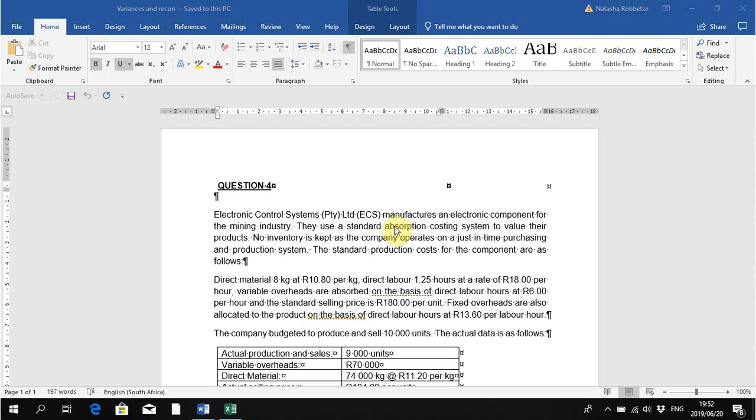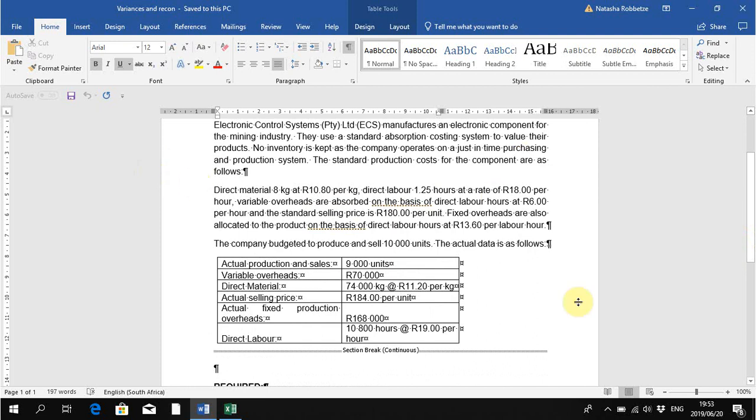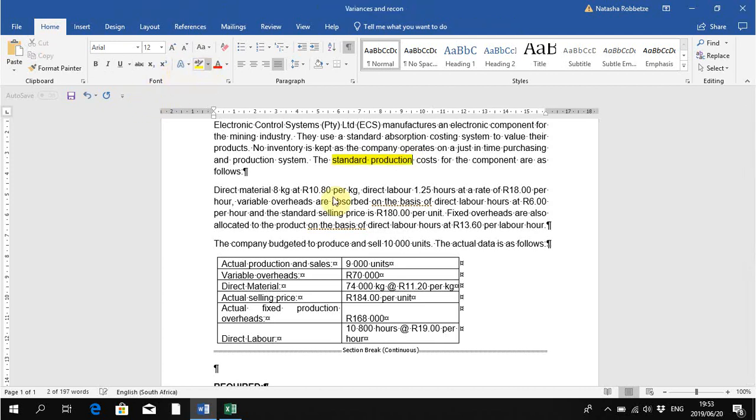The standard production costs for the components are as follows. And this is one of the reasons why I chose this question. You will observe that they did not give you the information in a standard cost card format or the way that it is normally given. It is written in sentences and you will find that the unit cost was not given. So the next paragraph reads, direct material, and this is now the standard information. Please note, I just want to highlight that important sentence.